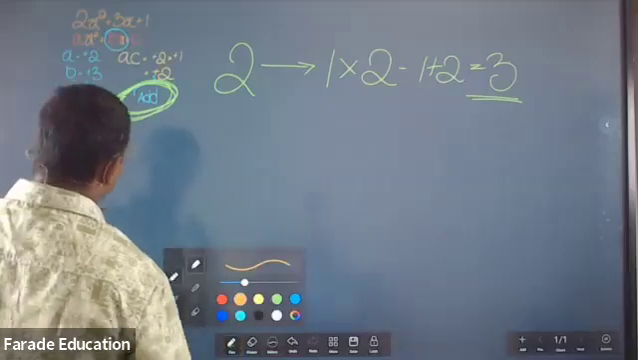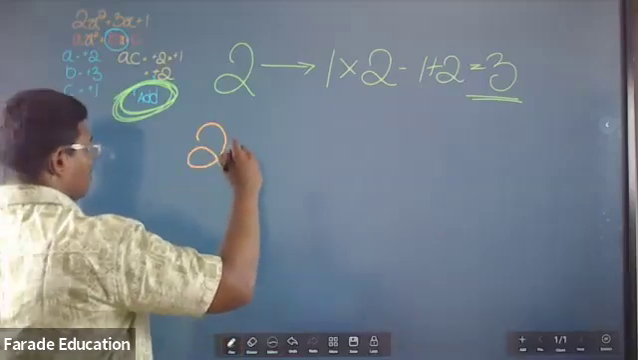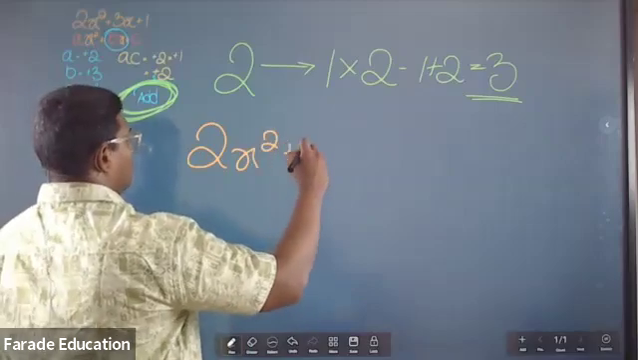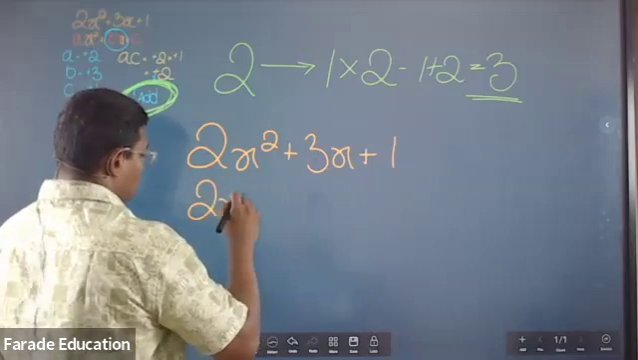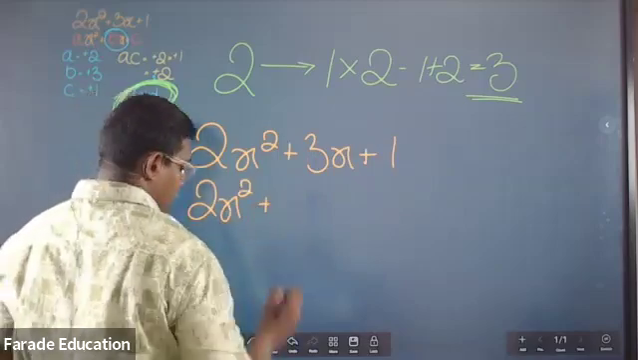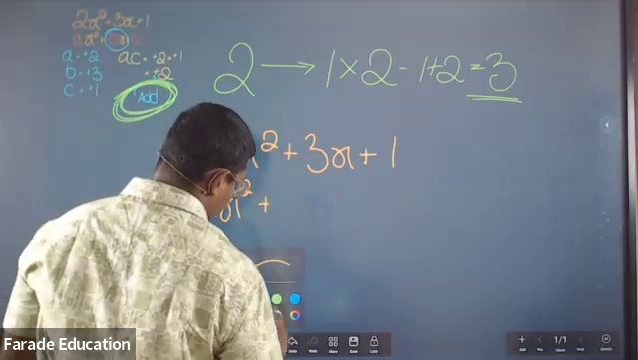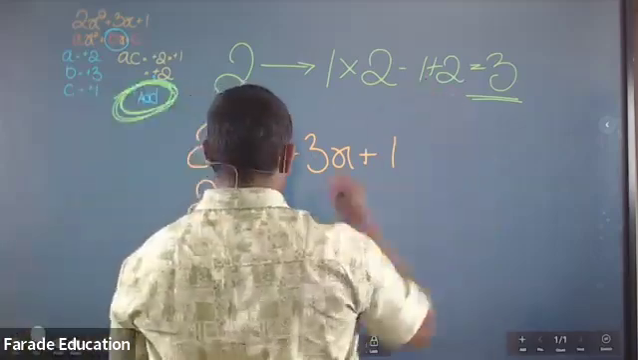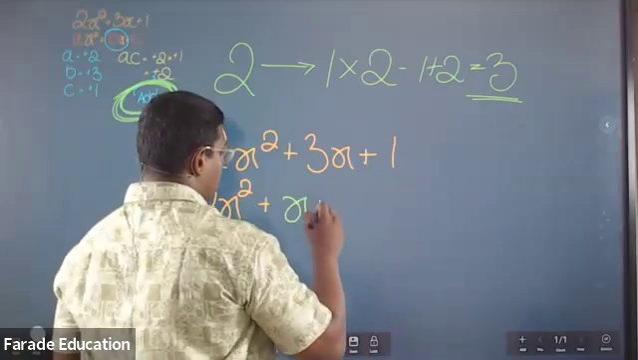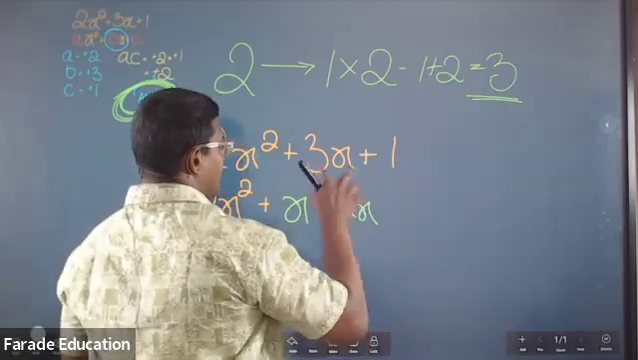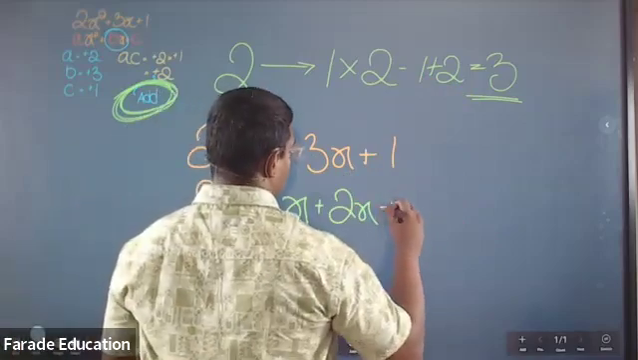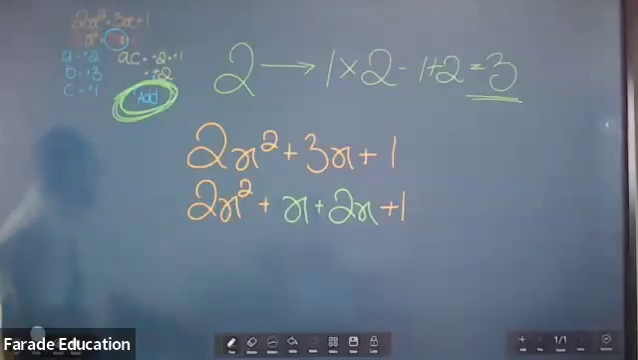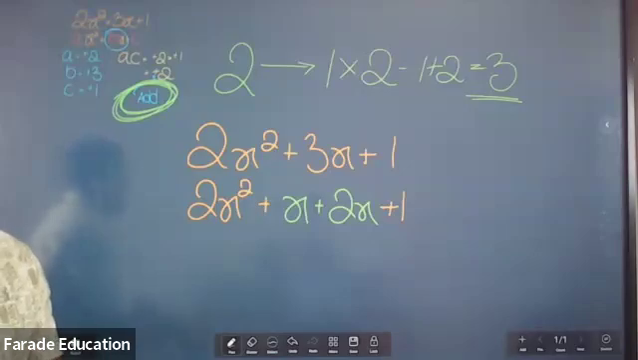So what is the question we got? 2x squared plus 3x plus 1. 2x squared plus, instead of 3x, what do we write? Instead of 3x, 1 and 2. That means x plus 2x. That is how you get the 3x. Plus 1. Instead of 3x, you write x plus 2x. That is how you get the 3x.